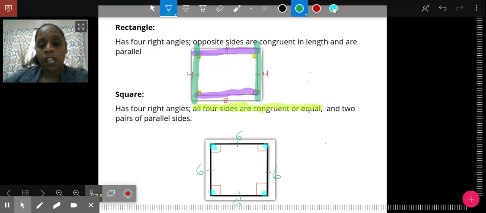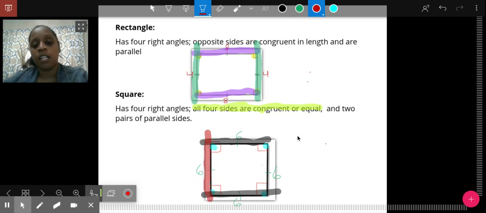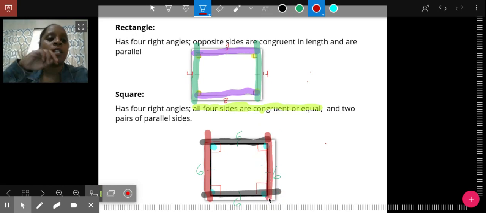So for example, the top side, this side here, we'll use the highlighter. This side here is parallel to this side. So that would be 1 pair. And then this side here is parallel to the other side. So that would be the second pair. So that would be 2 pairs. Okay? So opposite sides are parallel to each other. And all sides are equal, and it has 4 right angles.